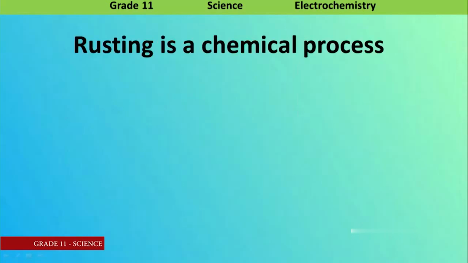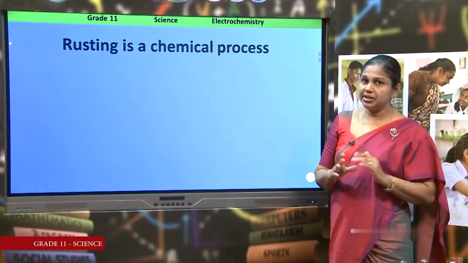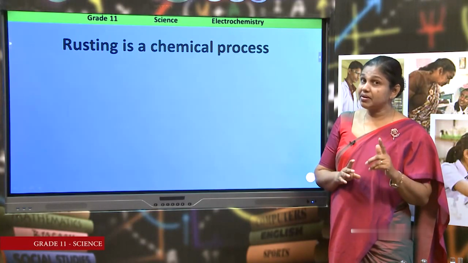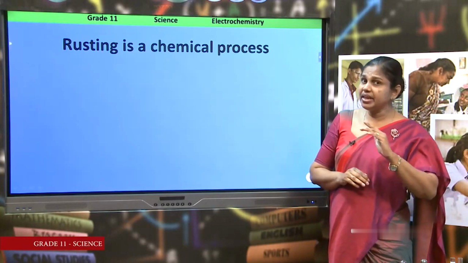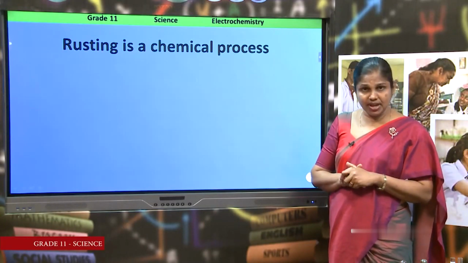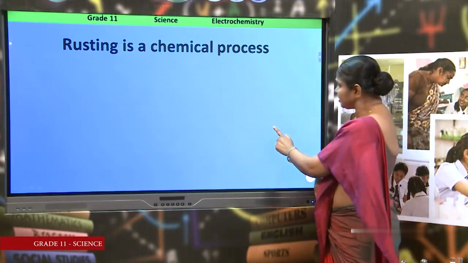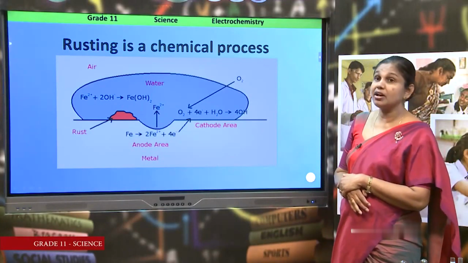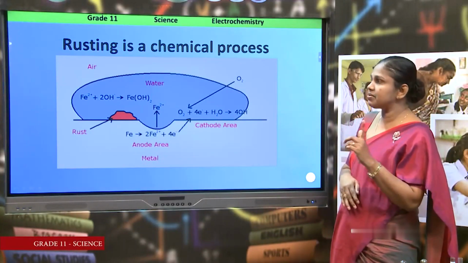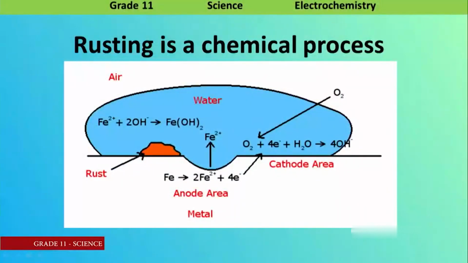Then, let me explain what really happens during rusting, right? Children, remember, rusting is a chemical process. There is a series of chemical reactions in rusting, okay? These are the reactions that occur on the iron surface during rusting. See, suppose this is an iron material, an iron-made thing, and this is a water drop, right? It's an enlarged water drop.